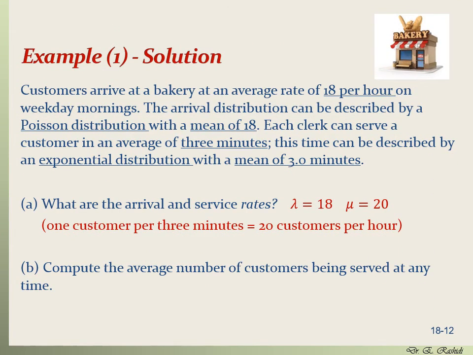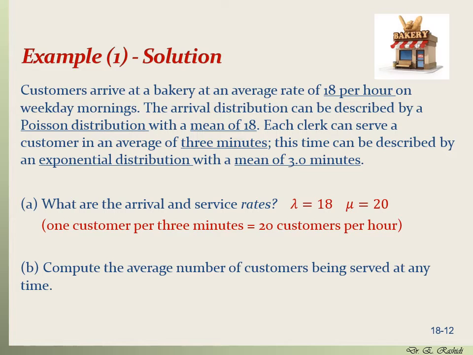Part B of the question. Now that we know lambda and mu, the average arrival rate and the service rate, what is the average number of customers being served at any time? So please pause here, try to find the answer, and then come back to see the solution. All right, so let's see the solution.